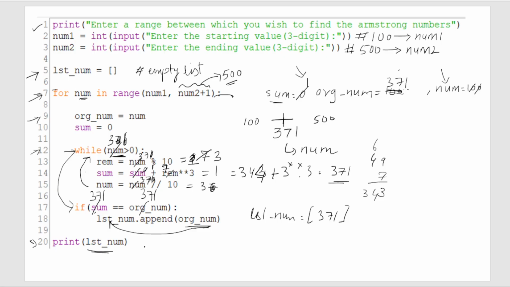So in this case, because the numbers are 100 and 500, you should get the list values as 153, 370, 371 and 407. Okay, these are the 4 values that will be contained in this particular list.